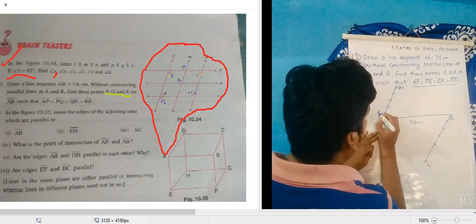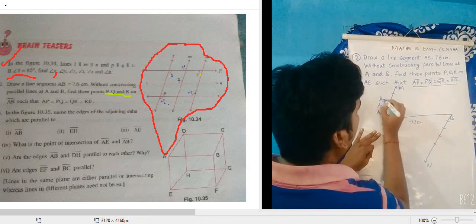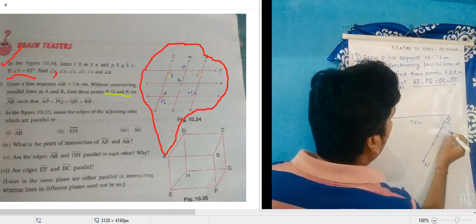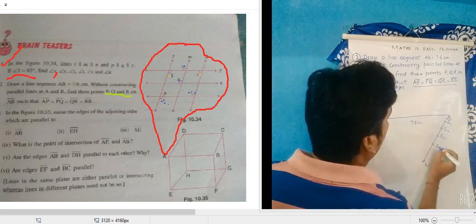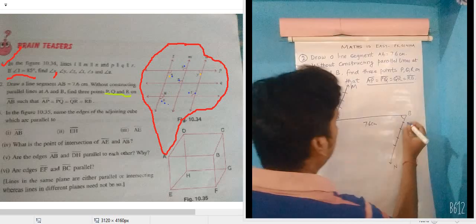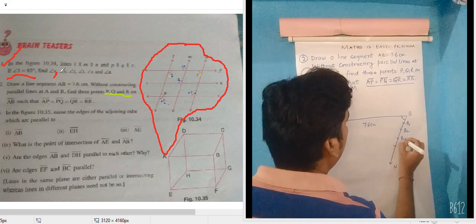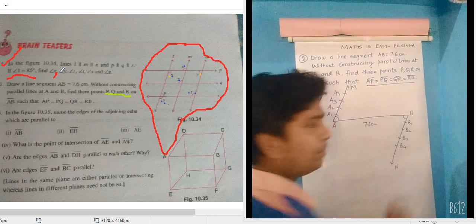We have to name these A1, A2, A3, A4. This will be B1, B2, B3, B4. Now what will we do?